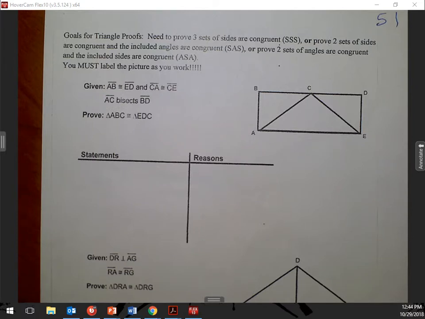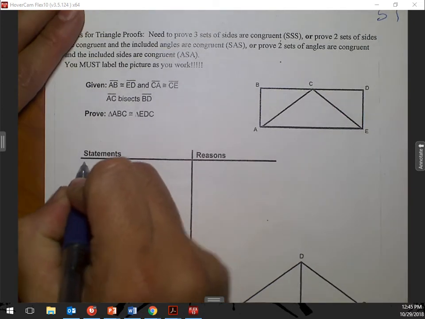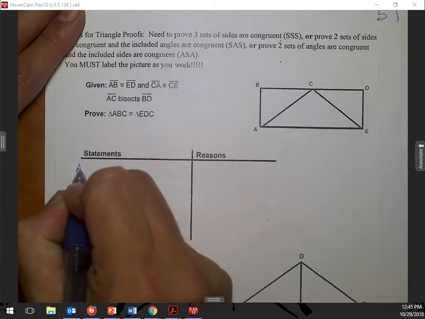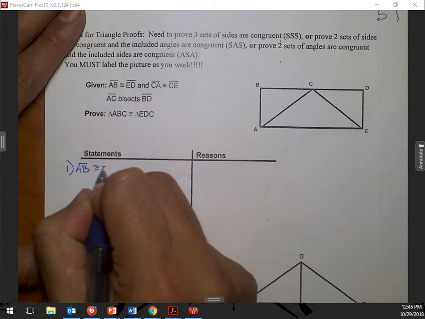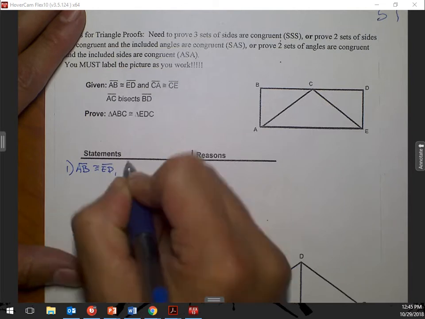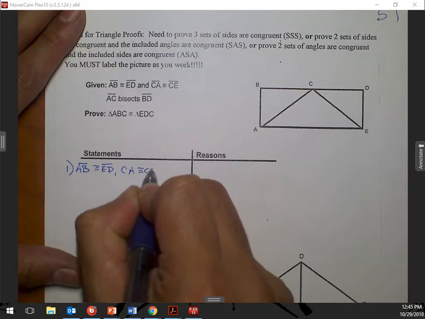Class, what's the first thing I'm going to do? You're going to read the directions. Try again. Given. Thank you. You don't have to read directions. Given. So my given is going to be, step 1: AB is congruent to ED, and CA is congruent to CE.